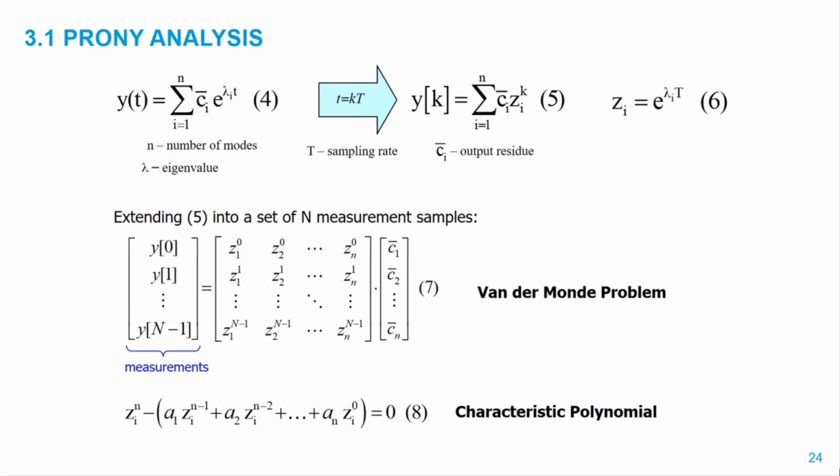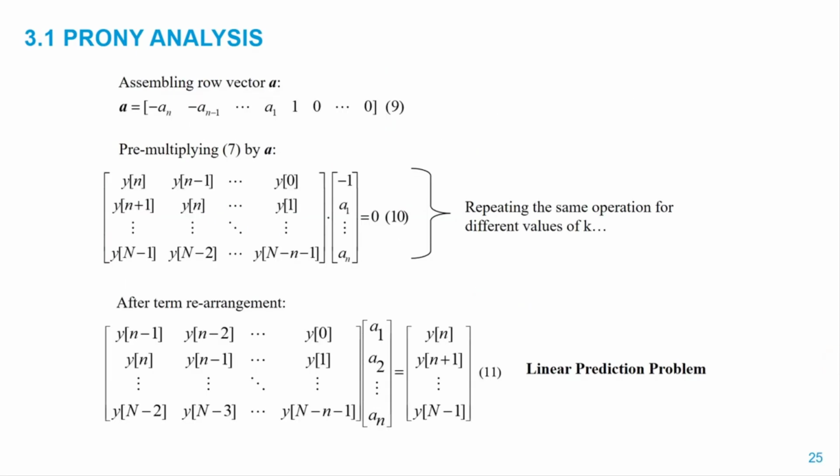By building this model, you see there is a matrix there for this variable set, from which we can have a characteristic polynomial whose roots will help us to determine the eigenvalues of the dominant oscillations, or the oscillations that are fit into this model. Then we can reassemble these equations by first considering a row vector with these coefficients of the characteristic polynomial, and then pre-multiplying with the equation that we had before with the samples of the signal. And we do that for different values of the time instances until we get the arrangement in equation 11, which is a linear prediction problem.